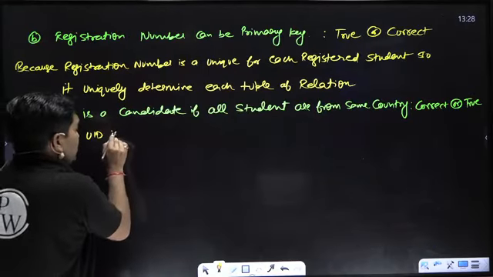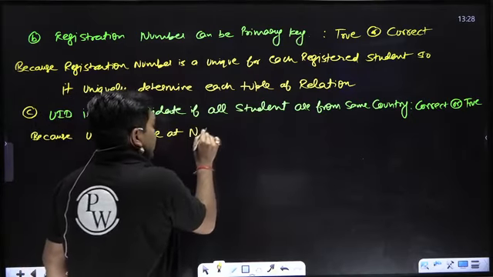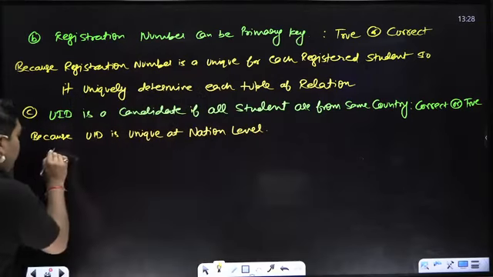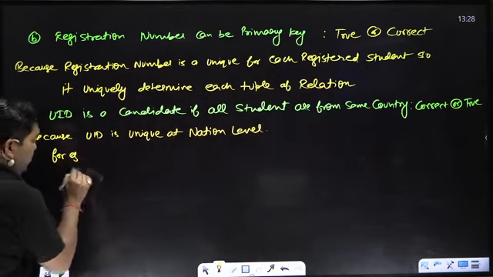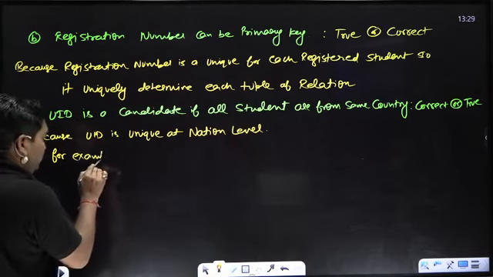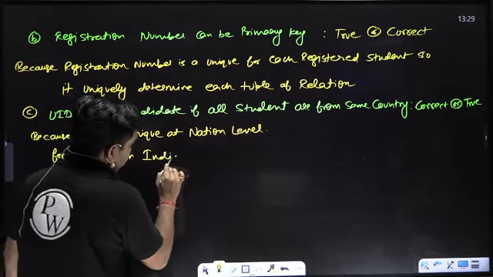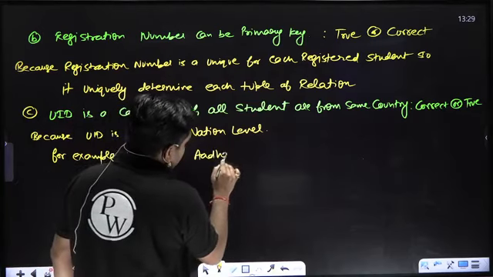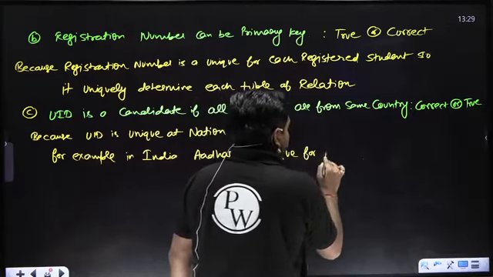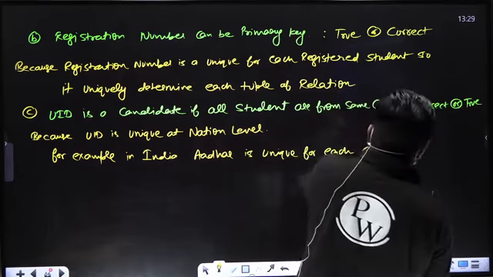UID is unique at national level, my dear. For example, in India, Aadhaar card, let us suppose, Aadhaar card is unique for each person of India.